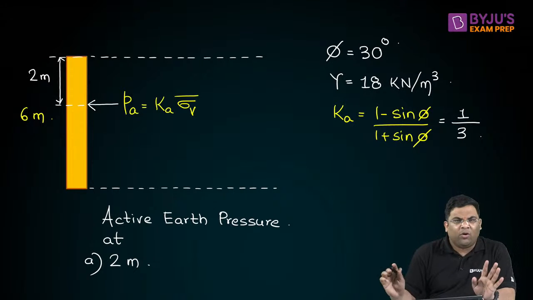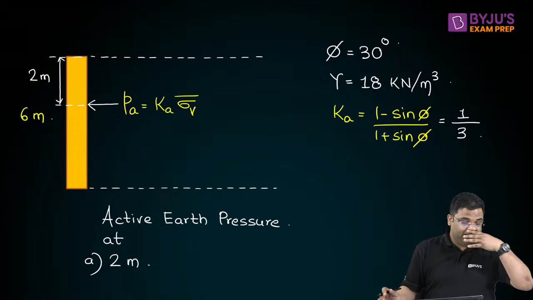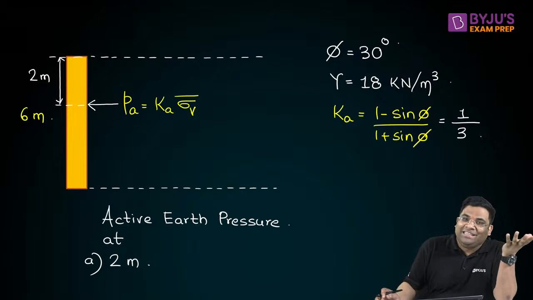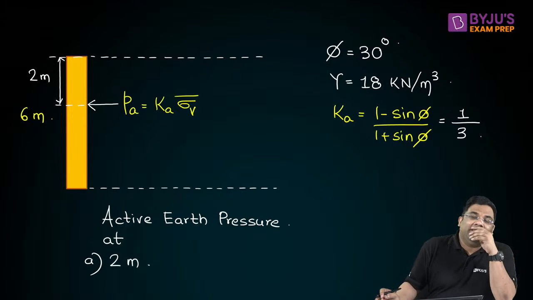Very straightforward. See, initially we are starting with the easy things. We'll move on to difficult things. But initially, the first things have to be easy, right? So it is 1 by 3.